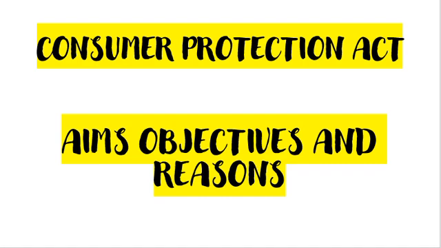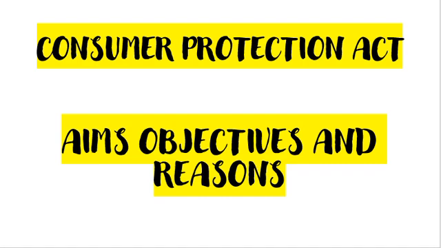So, why do we even need a Consumer Protection Act? What's the purpose behind it? Let's break this down. The main objective of the Consumer Protection Act is to safeguard consumers from unfair trade practices, to ensure that they are not exploited. Think about it. If you buy a product, you expect it to be safe, to work as advertised, and to meet certain quality standards, right? That's exactly what this law ensures.